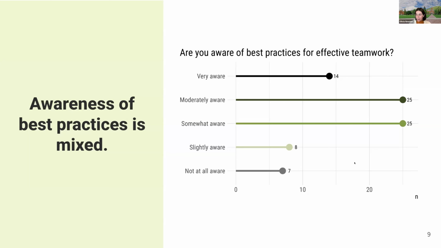Another way to look at this is if we split the moderately and very aware folks into a high awareness group, and the somewhat aware all the way down to the not at all aware group into a low awareness group. We have a near 50-50 split. And I'd argue that this suggests that there's some room for improvement, as there are some best practices out there, both for the collaboration component and the software component of this work. So how to do team science and how to write high quality software.